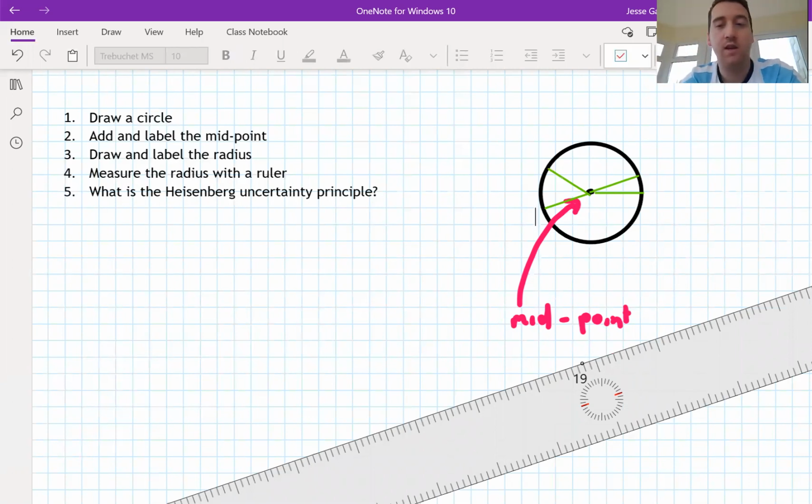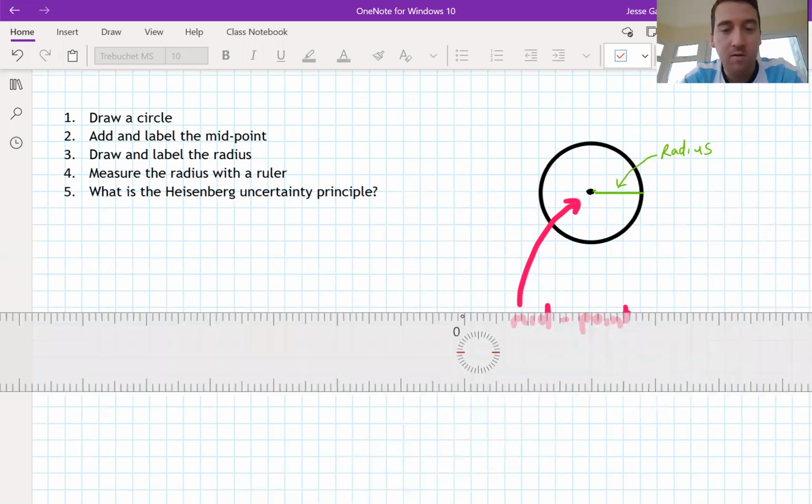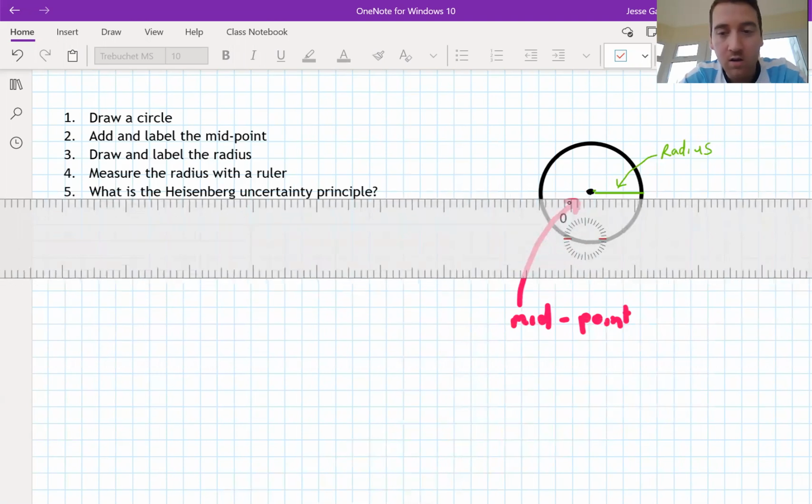So I'm just going to delete those lines and just go back to one. So draw and label the radius. You should have had that done, and this is the radius. Now, the next question says measure the radius with a ruler. So what I'm going to do is do that now with my ruler.